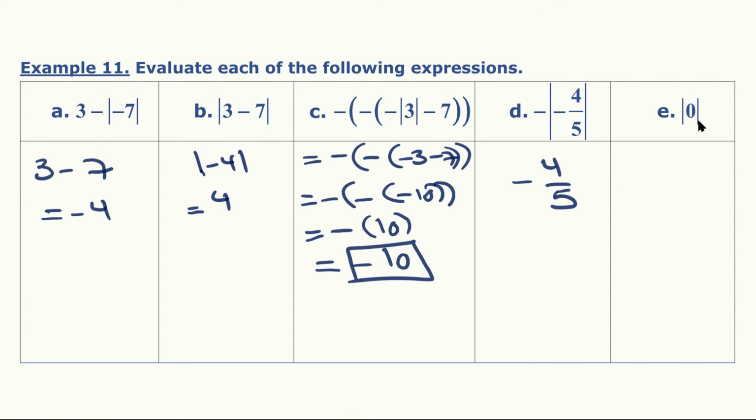How about the absolute value of 0? Well, that's going to be, by definition, the distance between 0 and 0 itself, right? Because the absolute value of any number, including 0, is going to be the distance between that number and 0. So what is the distance between 0 and 0? Of course, 0.